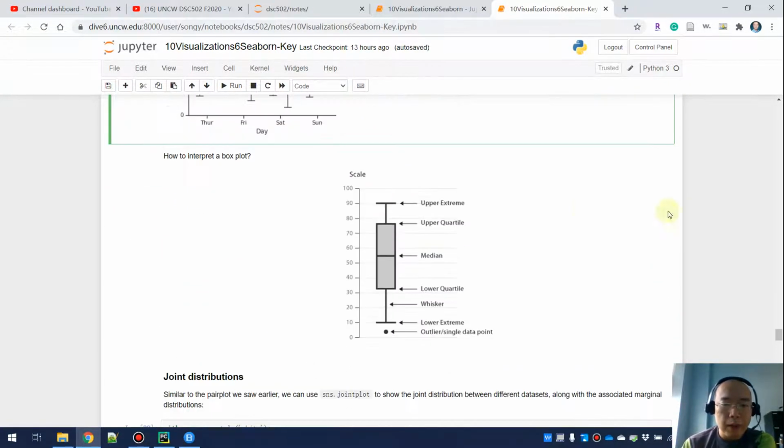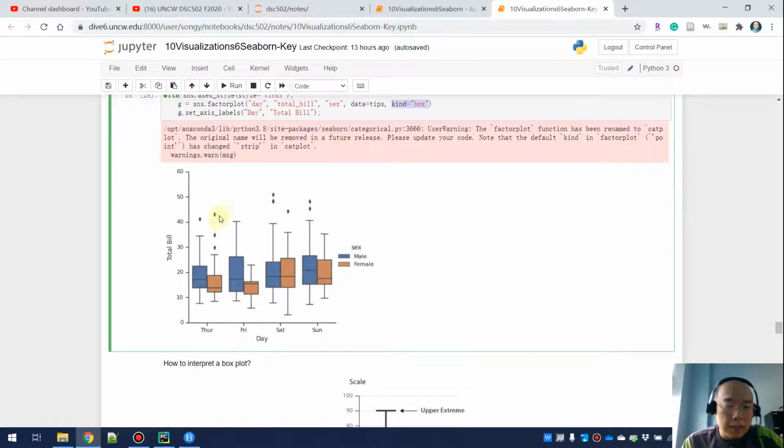And for the box plot, this is how a box plot works. The box goes from the lower quartile to the upper quartile, so that is 25% to 75%. And in the middle, we have the median. So this box shows the middle 50% of the data. And then we have the upper extreme and the lower extreme, and they should be the 5% and the 95%. After that, if you have something beyond that, it will be considered an outlier.